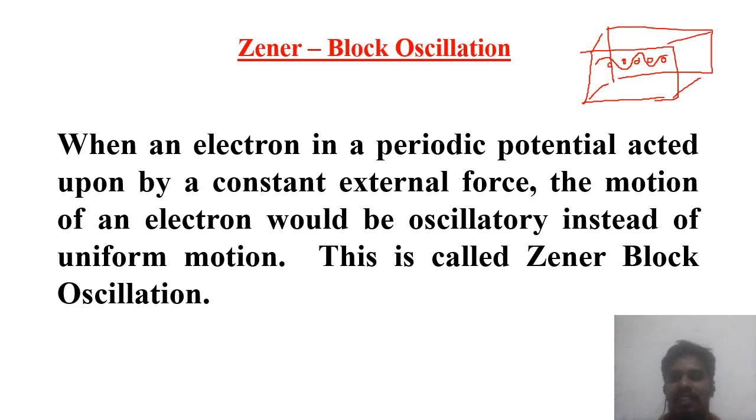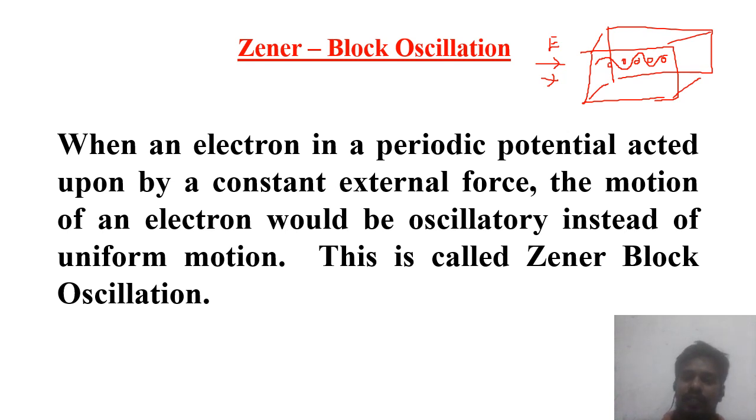Suppose you give an external electric field to this material, that means the force experienced by the electron, if you consider it uniform, that is, we are giving a uniform external electric field. What would happen? The electron motion will be oscillatory inside the material. We think that whenever we give a constant electric field to the material, the electron movement will be uniform, but it is not actual in the case of a semiconducting material or any material.